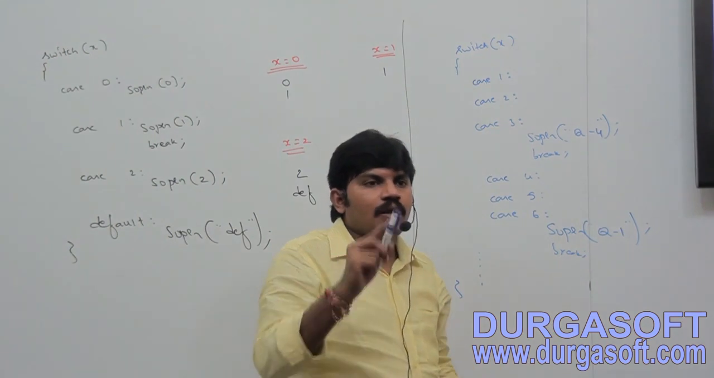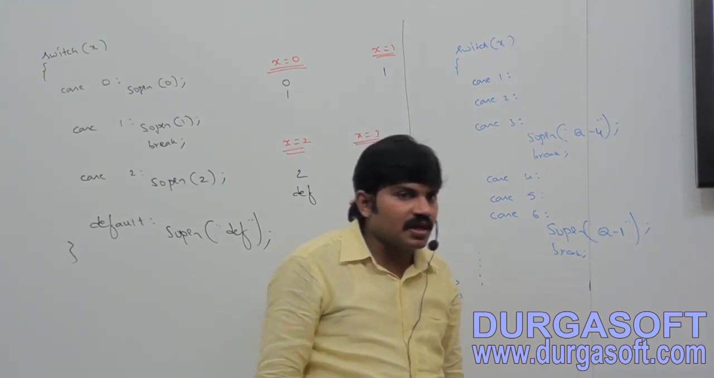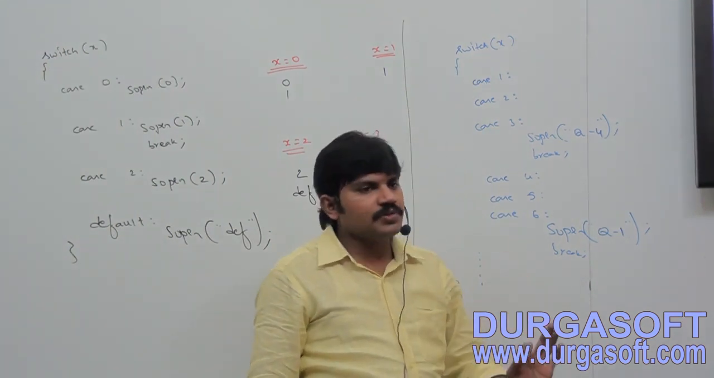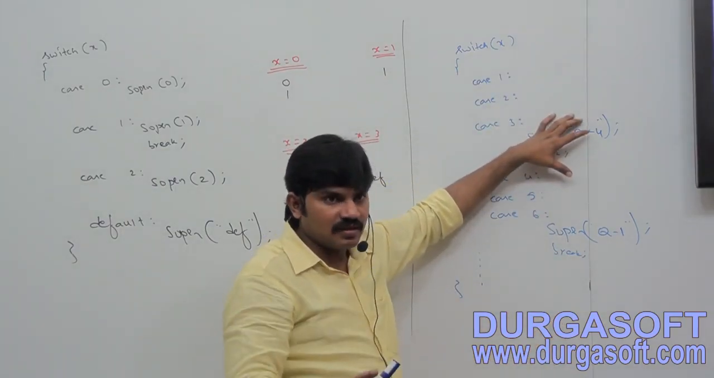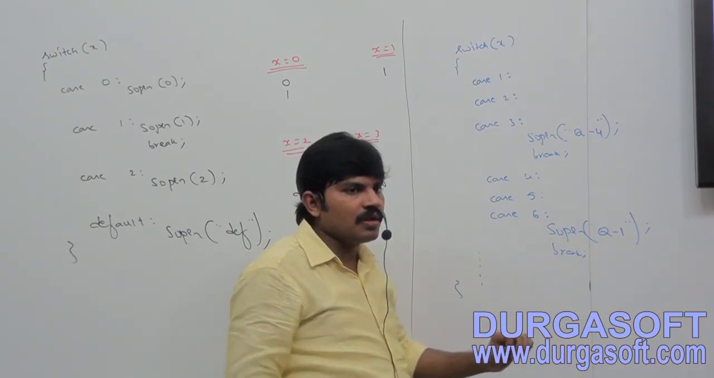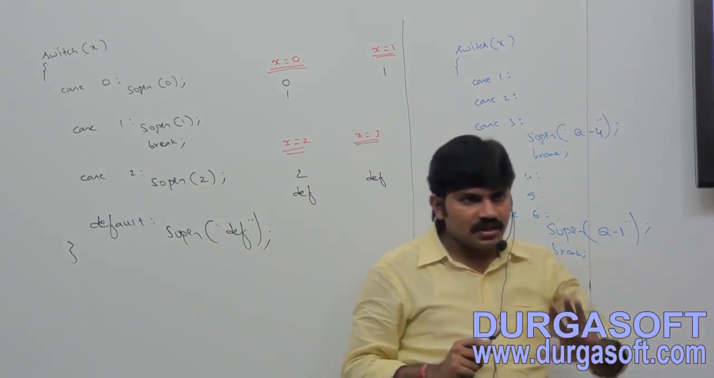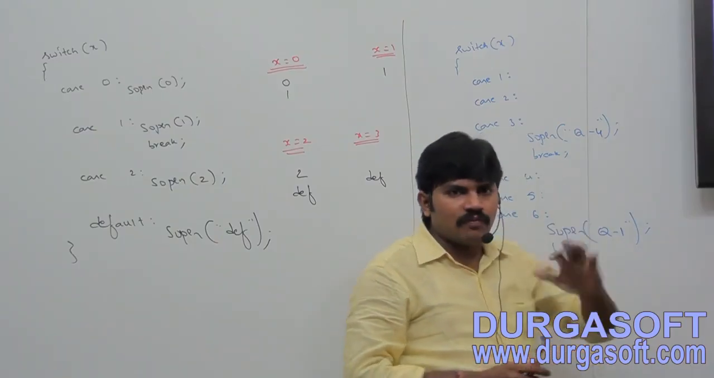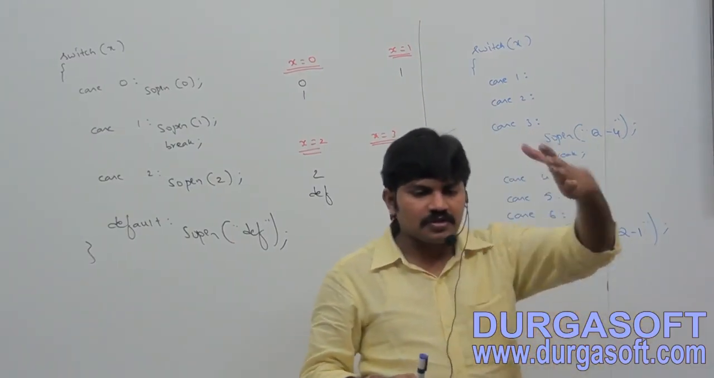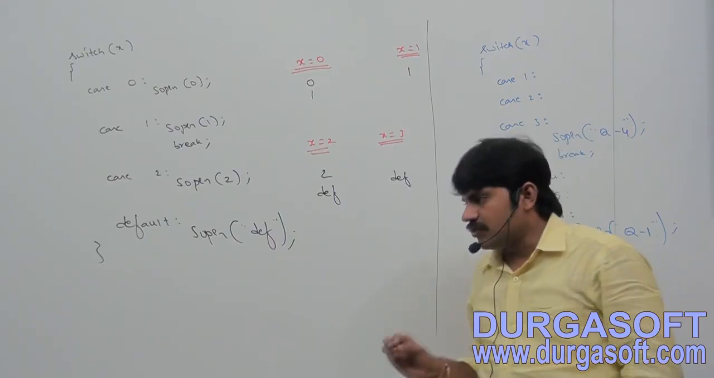That's why fall through inside a switch is an advantage feature: for multiple cases we can define a common action. This is possible because of fall through inside a switch. Is it clear? So what is fall through, and what is the advantage of fall through inside a switch?